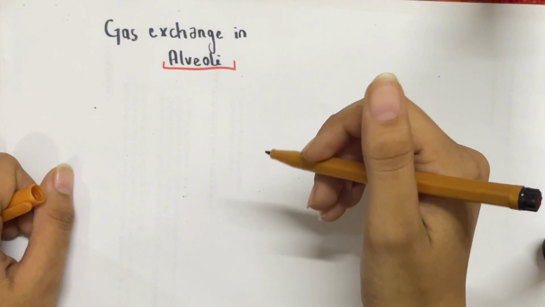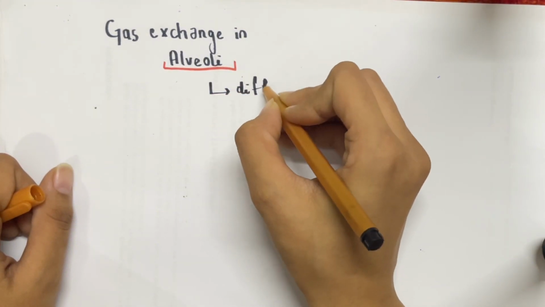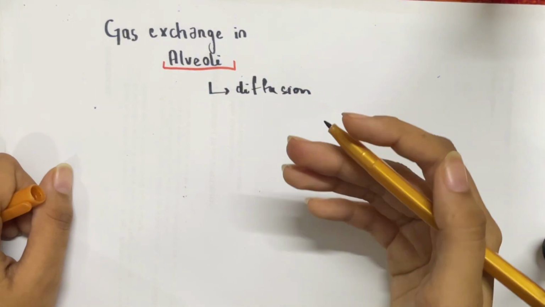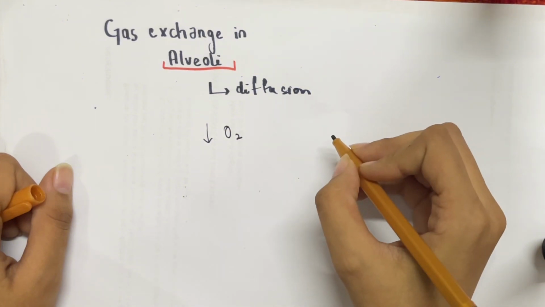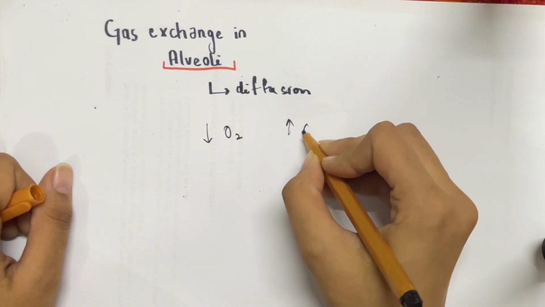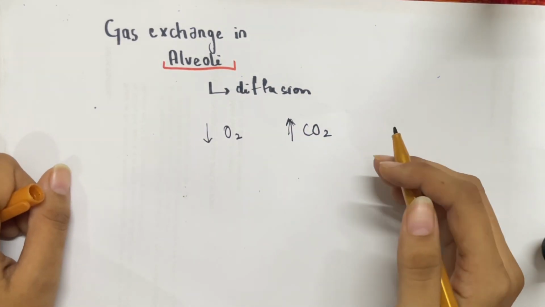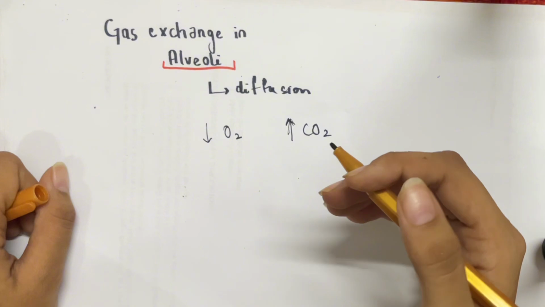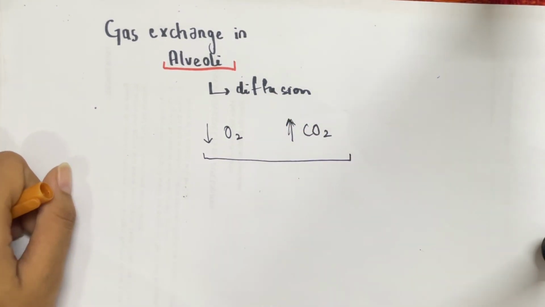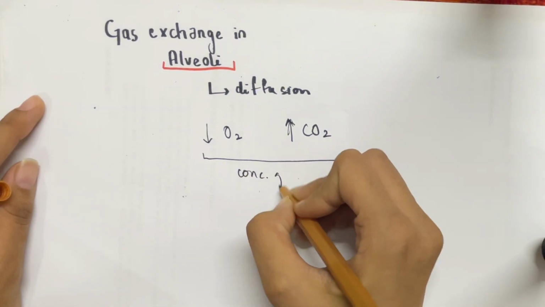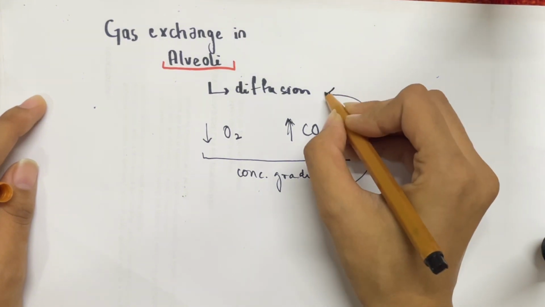Now let's talk about how the gas exchange occurs inside the alveoli. Well, it occurs through diffusion, that is the transport mechanism. The blood entering the lung has a low concentration of oxygen and a high concentration of carbon dioxide, whereas the atmospheric air entering the alveoli in the lung has a higher concentration of oxygen. So what happens in such a condition? The concentration gradient is built. This concentration gradient helps perform the mechanism termed diffusion.